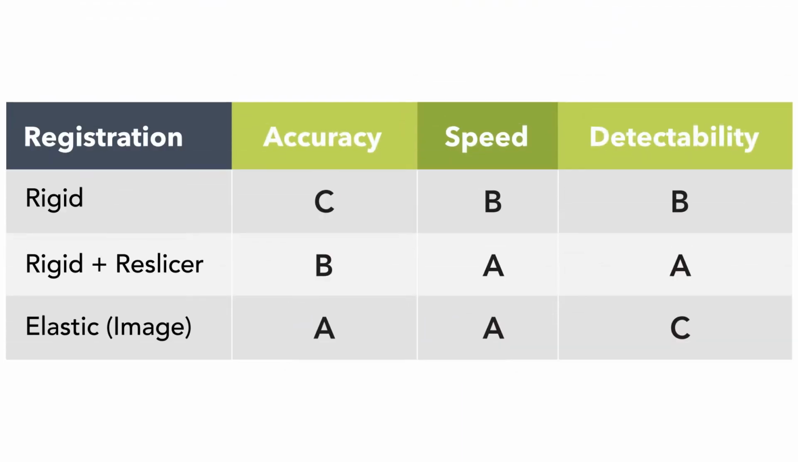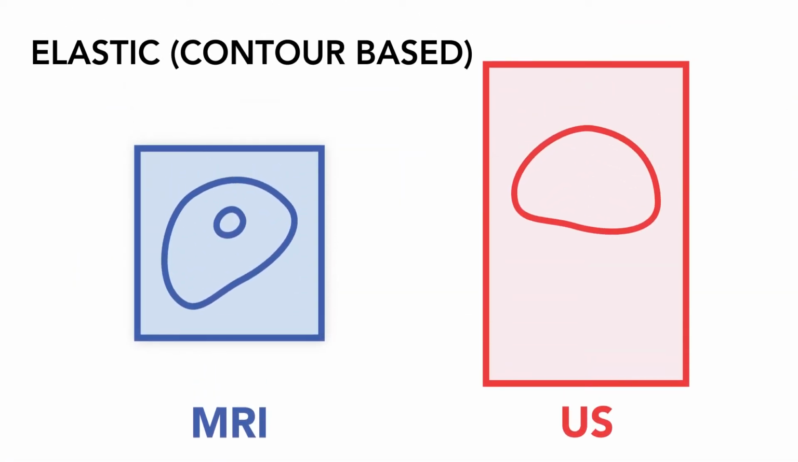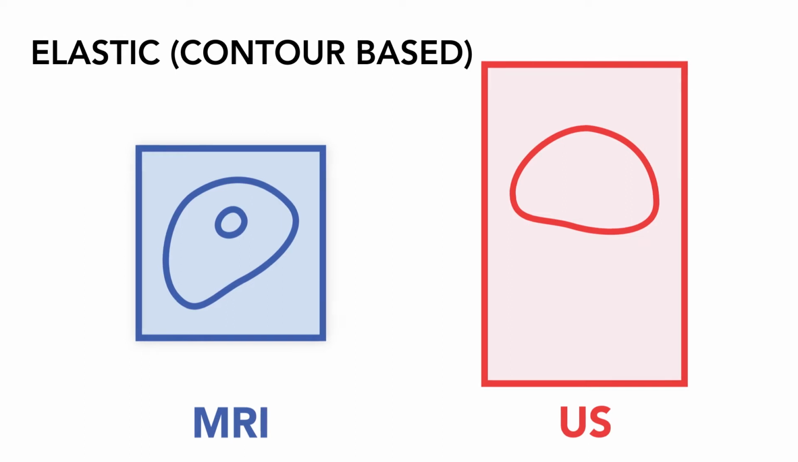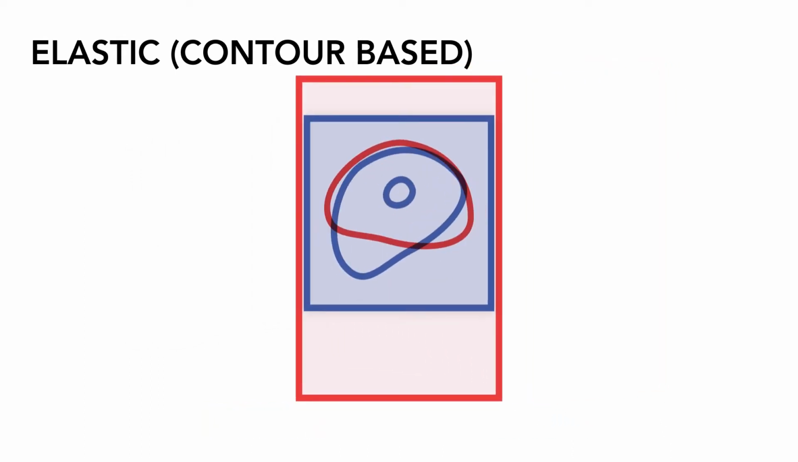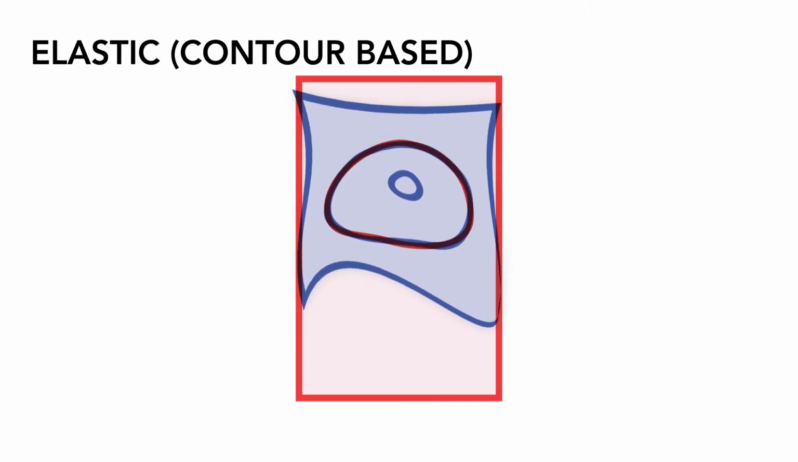Due to significant differences between the MRI and ultrasound images, image-based elastic registration is a very difficult problem to solve. To avoid these difficulties, most software systems use landmark or contour-based elastic registration. This approach takes manually or automatically identified landmarks or contours on the MRI and ultrasound and deforms the MRI until they match. So for the extra minutes it takes to contour the prostate on both images, and the time it takes to run the algorithm, the software can give a registration which will match the contours nearly perfectly.